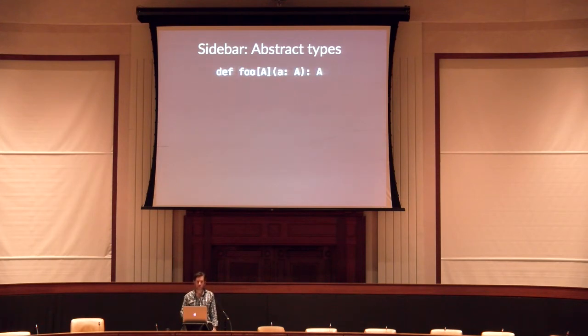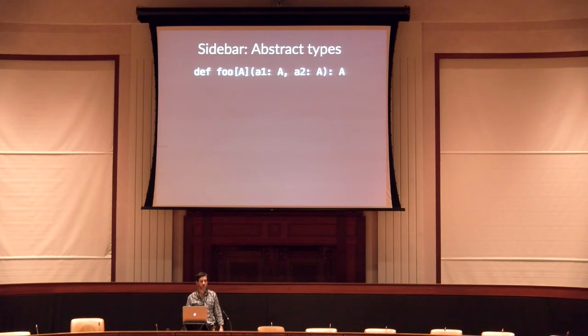Okay, so what about this one? I'm given an A. How do I return an A? Identity. I just return the thing that I got. There's only one way to write this function. Again, I don't know what A is, so I can't call a method on it. I can't pass it to some function which does something to it. I don't know what it is. So there's only one way to write this function.